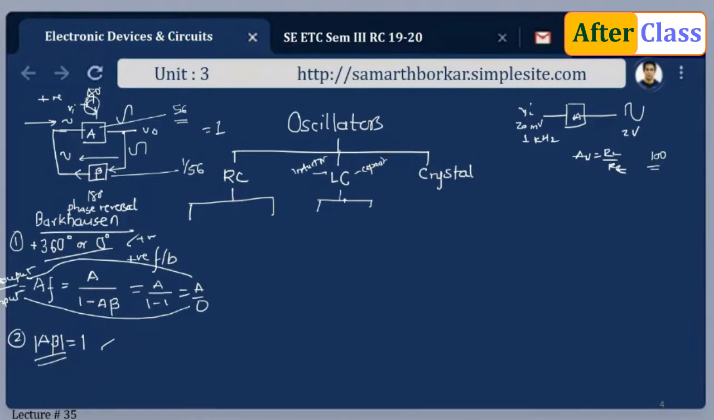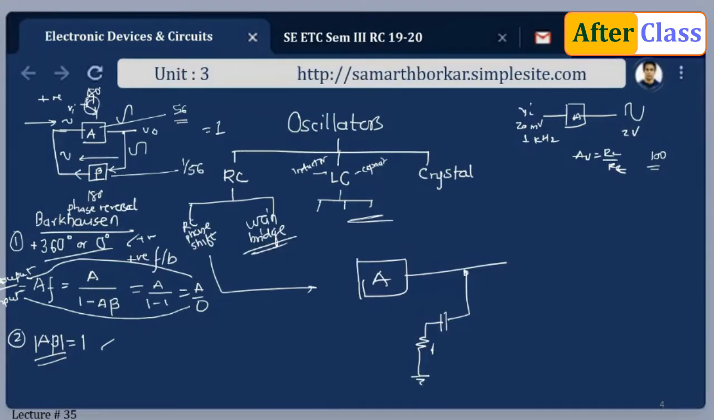So I'm going to have different types of oscillators based on the LC configuration, how you place the capacitor and inductor. You place one inductor and a capacitor, it will form one type of oscillator. You take two inductors and one capacitor, it is another variation of oscillator. Then we have a resistor. This is the first stage.